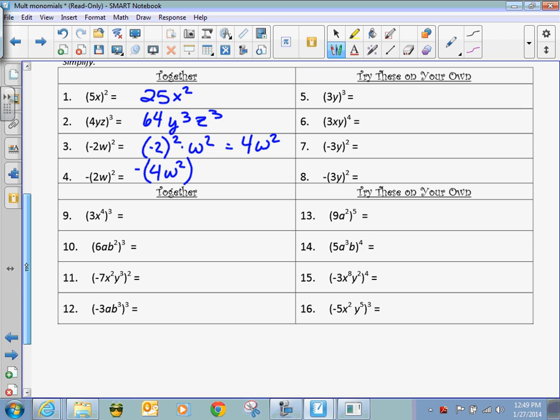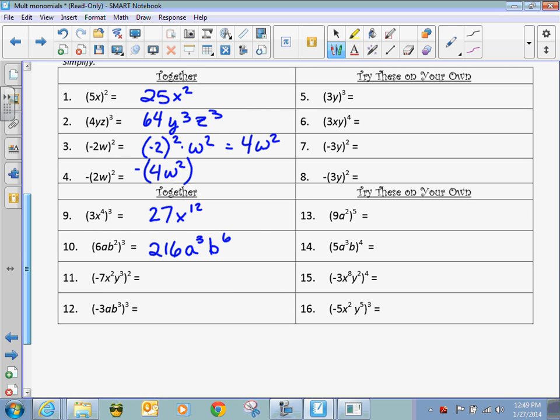Next, now we're going to go ahead and kick it up a notch, all right? And we have 3x to the fourth all cubed. So 3 times 3 times 3, we have 27. X to the 4 times 3, 12, all right? And here, 6 to the third would be 216. A, remember we're multiplying here. A to the third, B to the sixth. All right, we're not adding these, we're multiplying them.